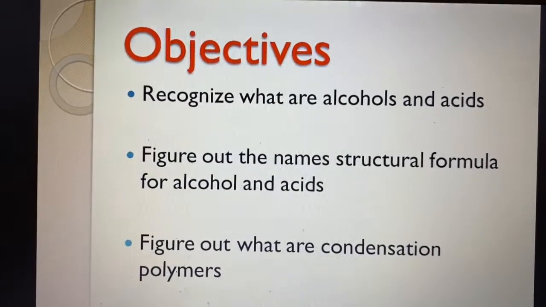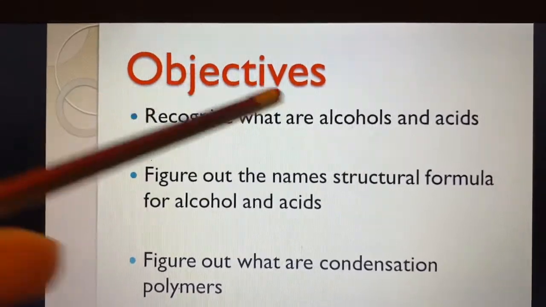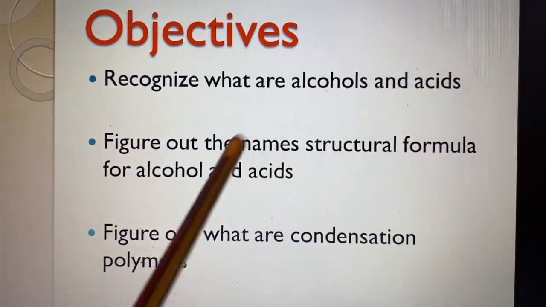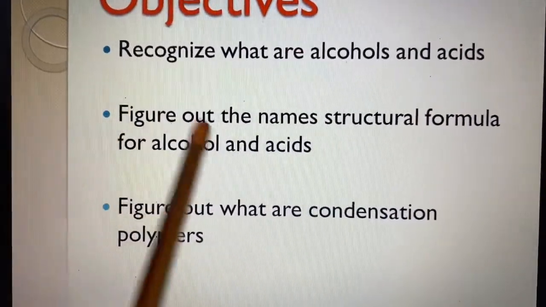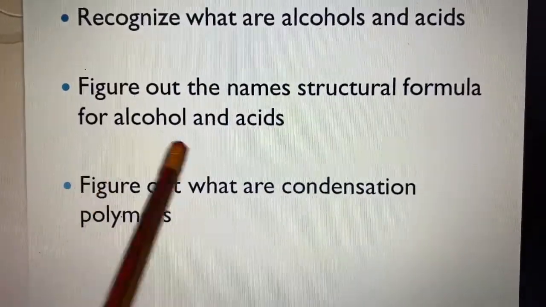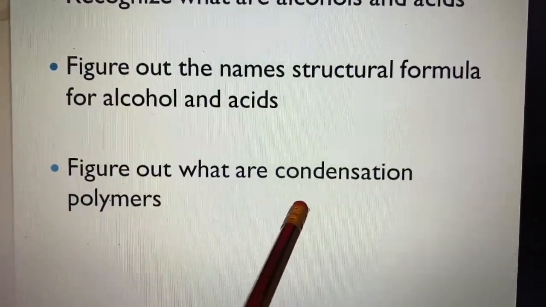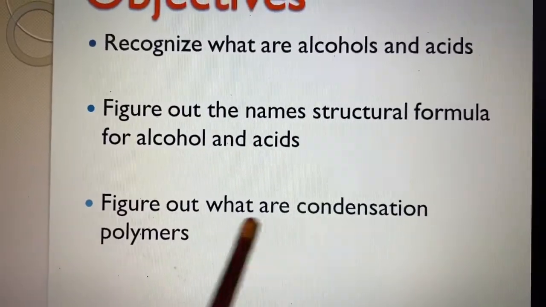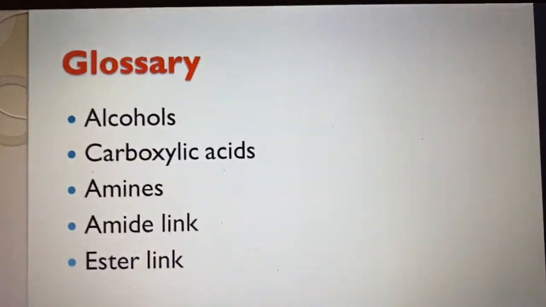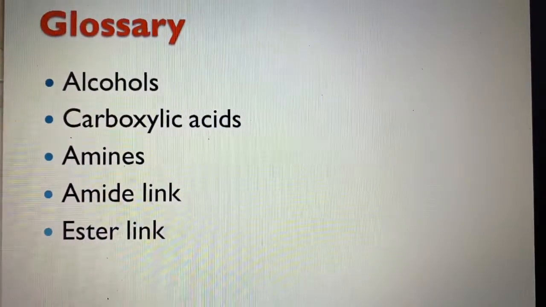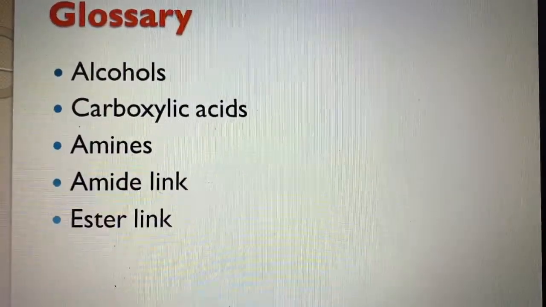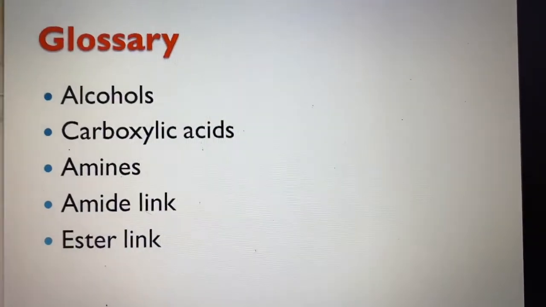Our objectives for today are, we will recognize what are alcohols and what are acids. We will figure out the names and the structural formula for alcohols and acids, and we will figure out what are condensation polymers. We have learned last time what is addition polymers. Today we will learn what is condensation polymers. These are the new words you will learn today: alcohols, carboxylic acids, amines, amide link, ester link.